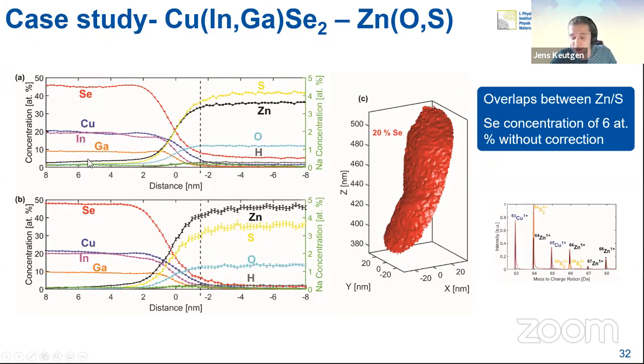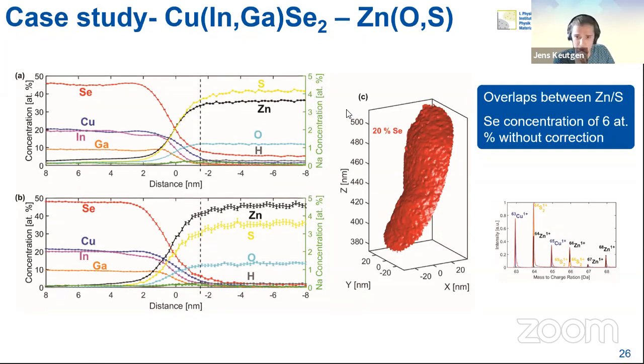So here you can see on the top the before correction and on the bottom the after correction, which we were able to correct quite nicely. We could correct the zinc and sulfur concentration, also the oxygen concentration, and limit all the inferences from all these different overlaps.